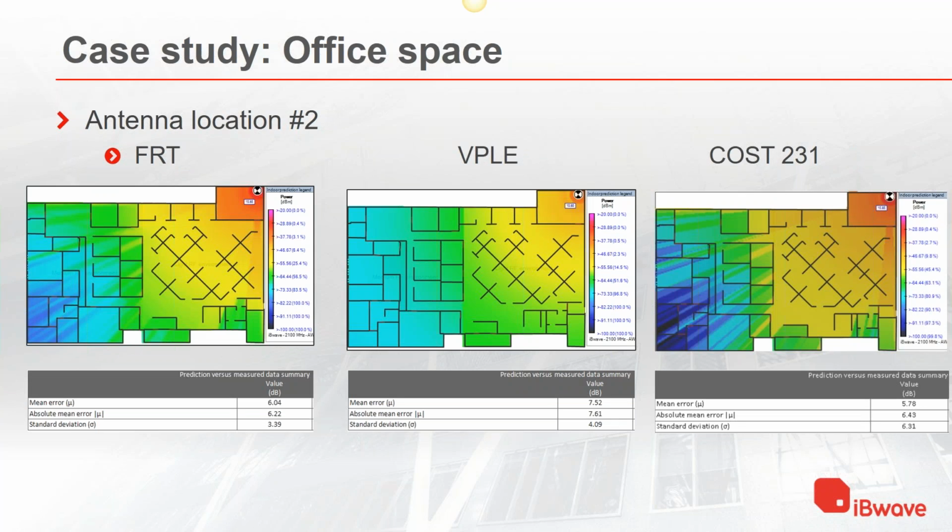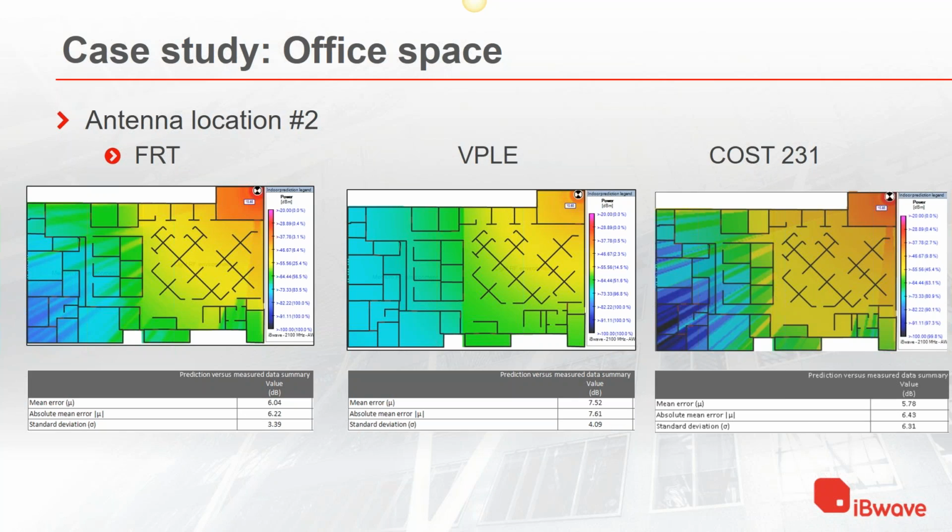Now moving on to location number 2, which is in the break room. There, I still see a bit of a shadowing phenomenon here, but not as much. So what that translates to is that I have comparable values for absolute mean error for COST 231 and FRT, but standard deviation still is a bit better for FRT than for COST 231. Which basically means, well, yeah, this area may not be big enough to shoot up my absolute mean error, but it affected my standard deviation.